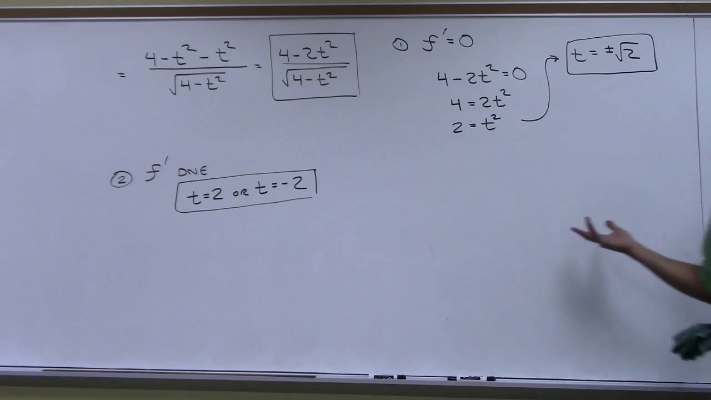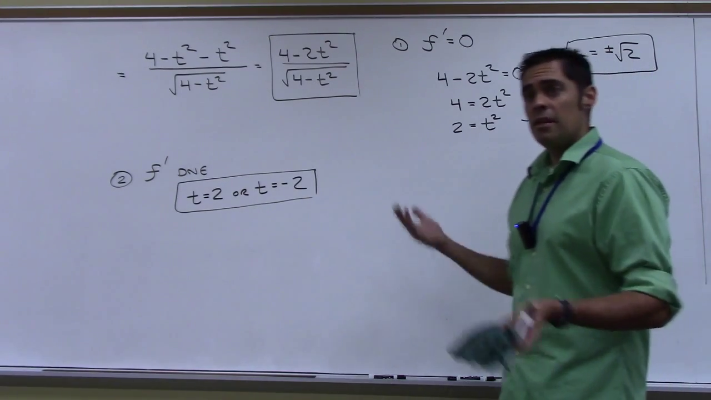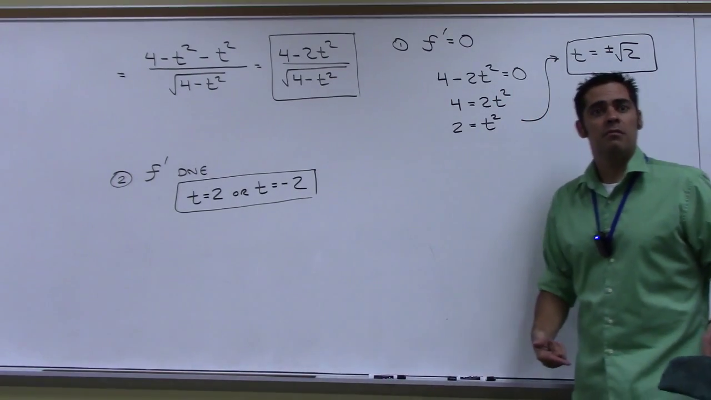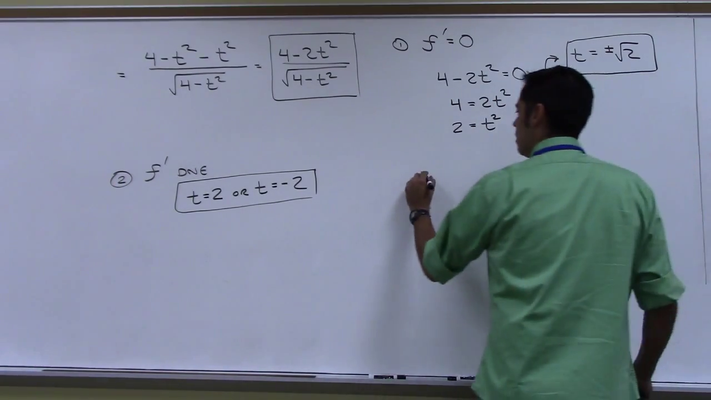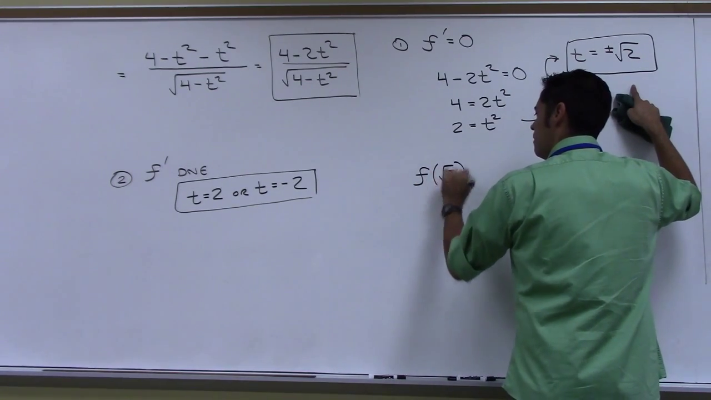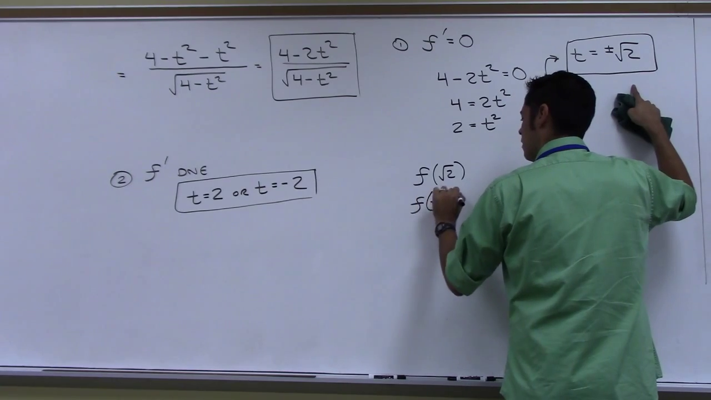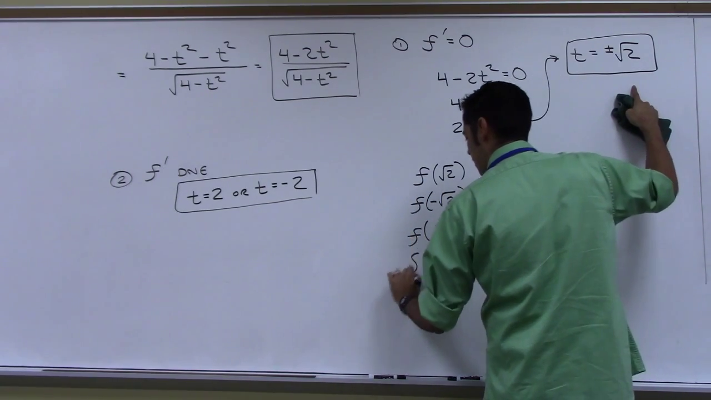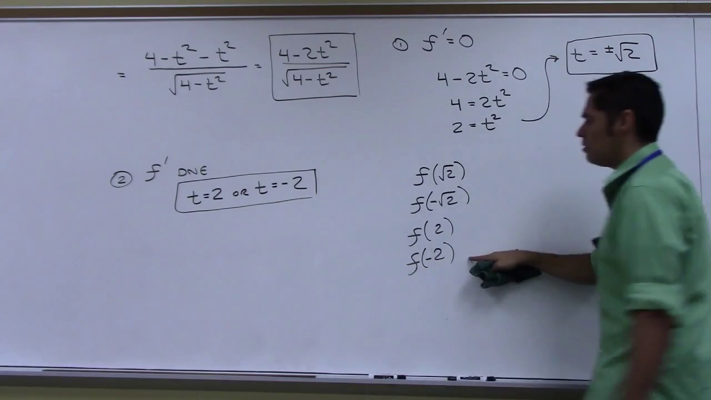After I found them, plug them all into the original function, right? And plug in the endpoints, right? So I'm supposed to plug in all the critical numbers into my original function. f of root 2, f of negative root 2, f of 2, f of negative 2. Those are my critical numbers.